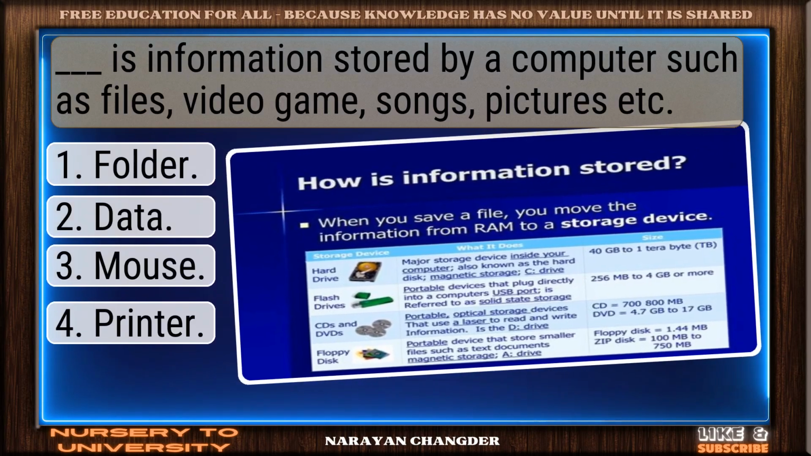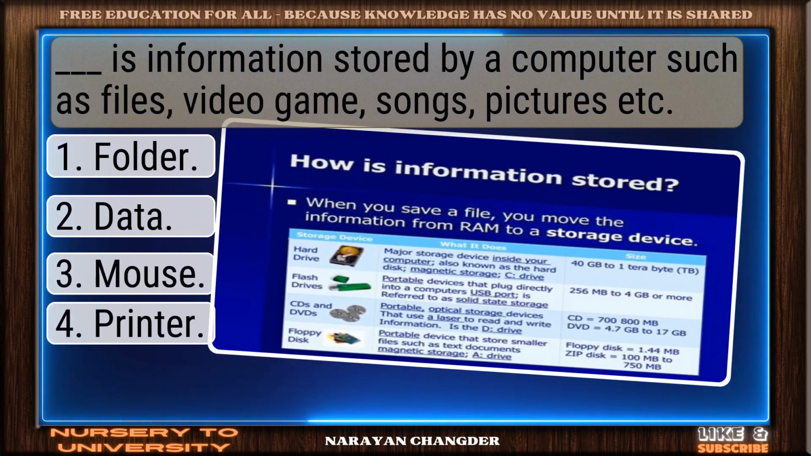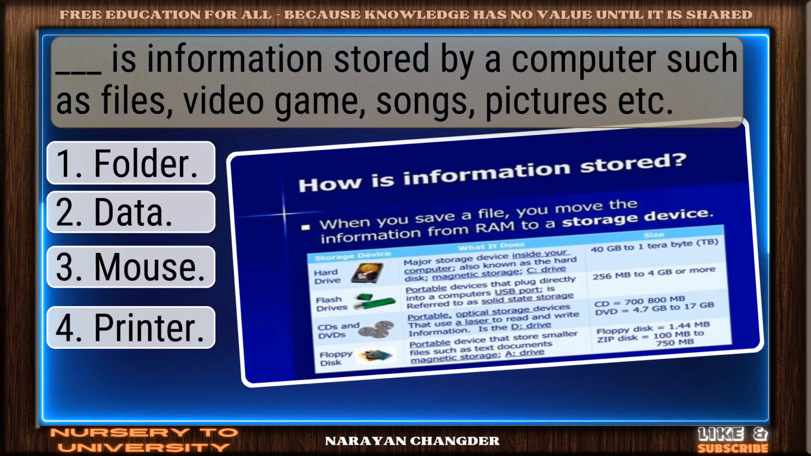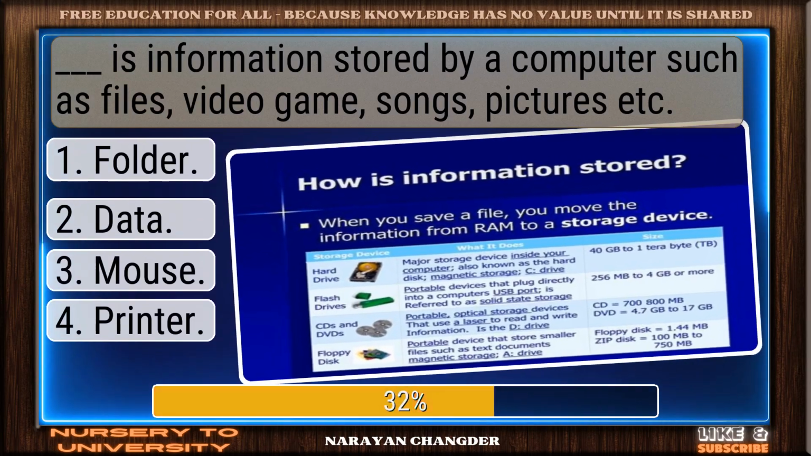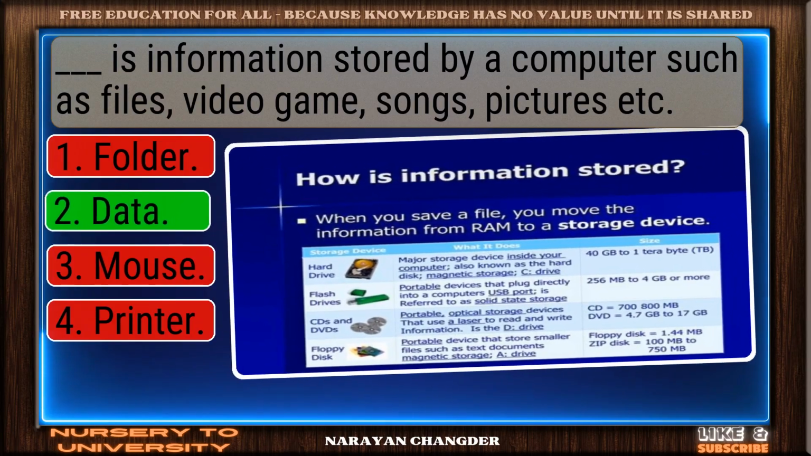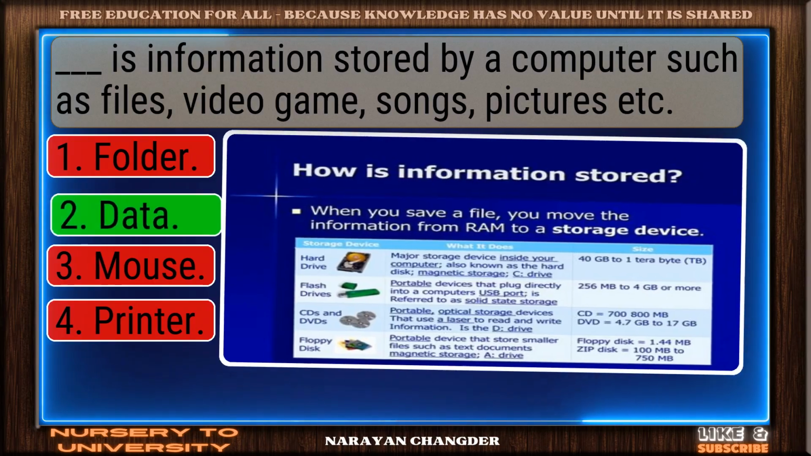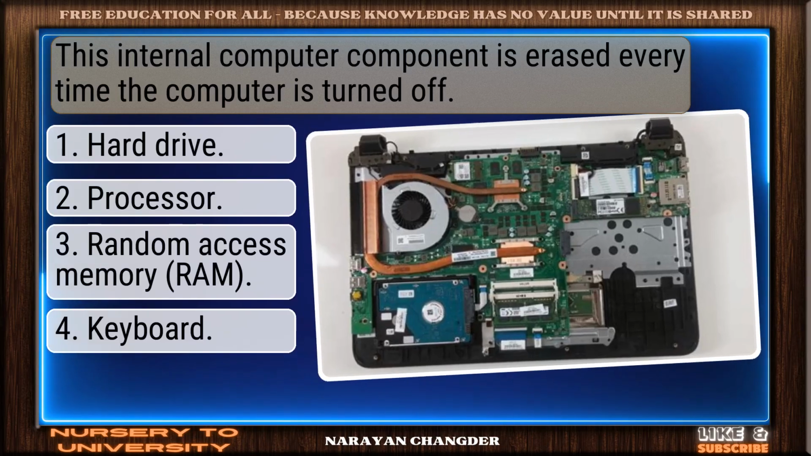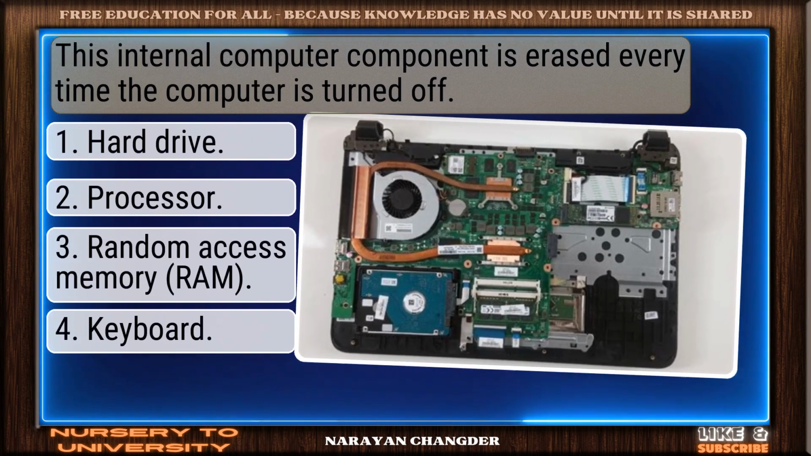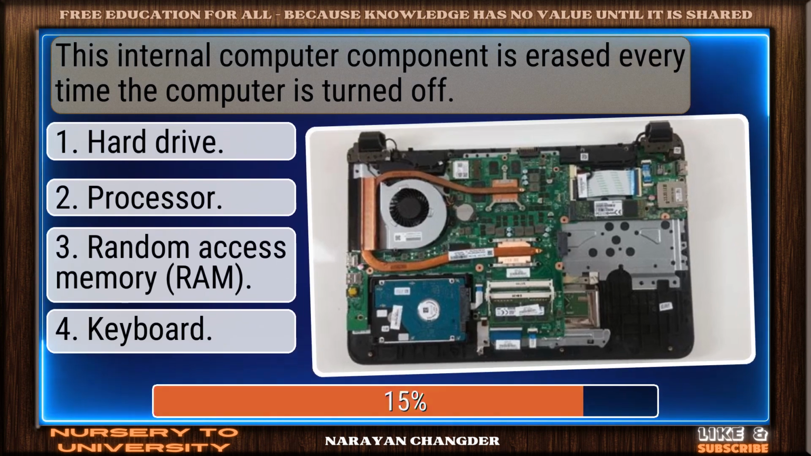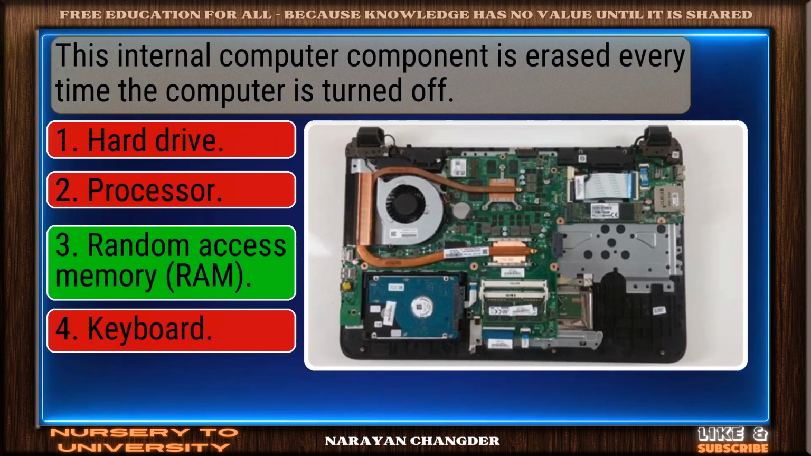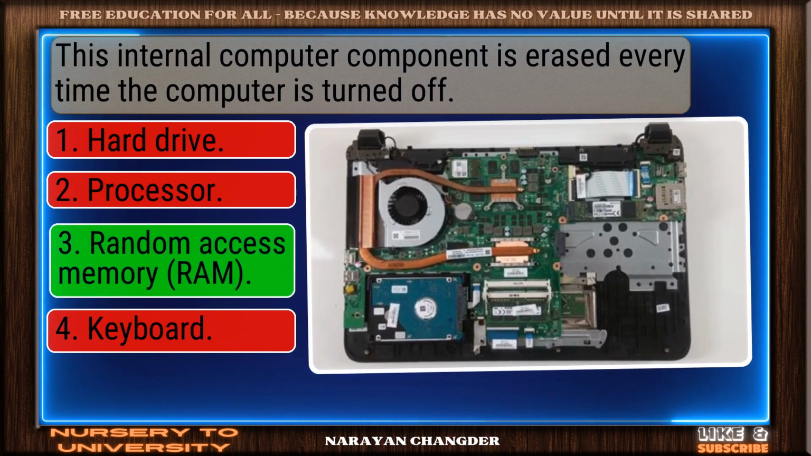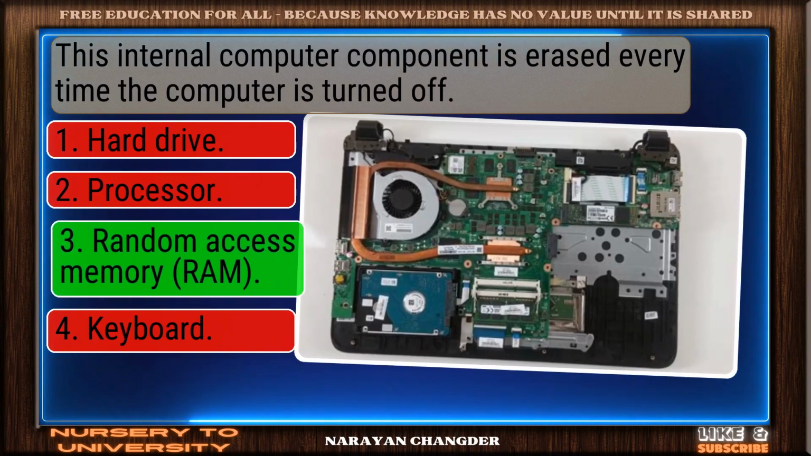Question number 26. Dash is information stored by a computer, such as files, video games, songs, pictures, etc. Well picked. Data is the correct answer. Question number 27. This internal computer component is erased every time the computer is turned off. Solid response. Random access memory is a valid choice.